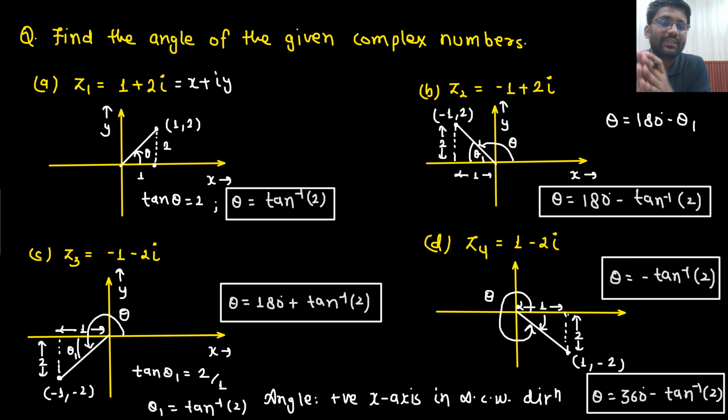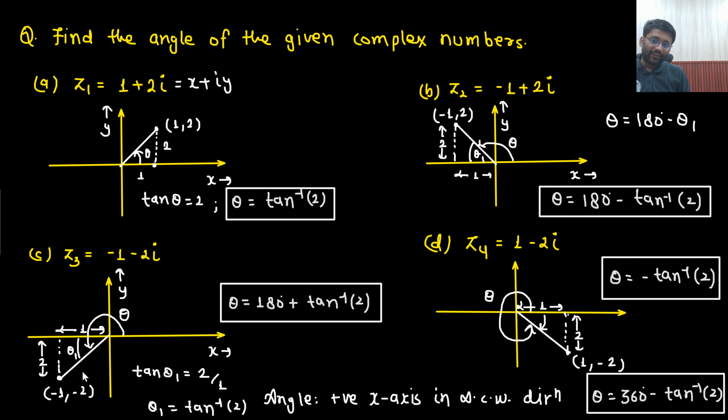What we are going to do is take the number and show it on the xy plane. This value will be the x value, this value will be the y value. Simply show it on the xy plane and then measure the angle. It is in the first quadrant directly, 2 by 1. Here it went into the second quadrant. That means I know, sir, this total angle is 180 degrees. But how much is this angle? This angle is tan inverse 2. So 180 minus tan inverse 2.